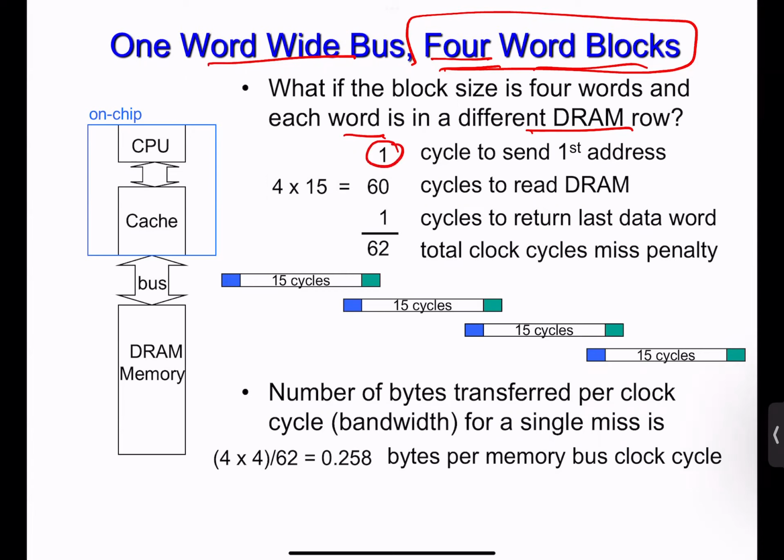Again, the very first thing is the same: 1 cycle to send the address. Then 4 multiplied by 15, because each word is in a different row, so I have to specify the row and the column. Again, in another place, the row and the column. Another place, the row and the column. 4 different times, each time it is costing me 15: 5, 5, and 5. So 4 multiplied by 15 is basically 60. Then also, as usual, it's 1 cycle to return the last data. If you do all of these calculations, it is 62.